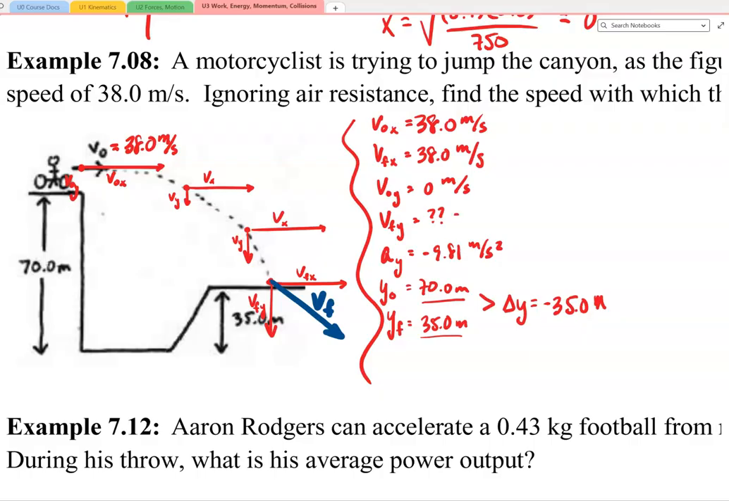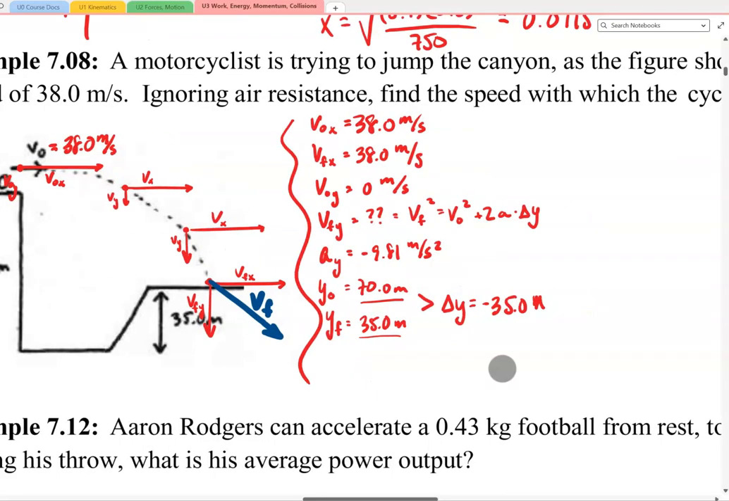And then also back to here, one of our kinematics equations indicates that our final velocity squared is equal to initial velocity squared plus 2 times our acceleration times our displacement. So in this case, change in y, because we're worried about the y direction. So that formula is going to be helpful for us.